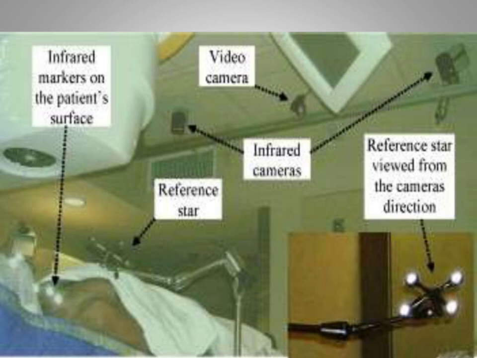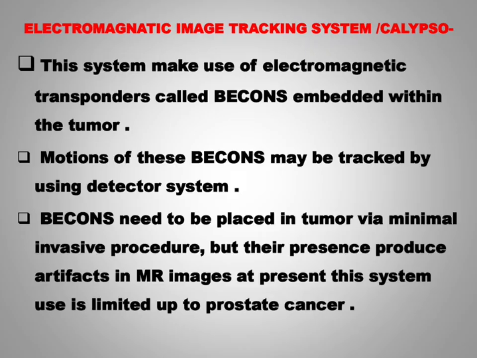So here you see the infrared camera system. You see here the video camera, the infrared cameras are ceiling mounted in the room, and you have a reference point and then the infrared markers put on the patient surface for tracking. All these images are transferred to the console, in 4D, to the treatment planning system in order to better delineate the tumor and then correction, recorrection, and a counter check.